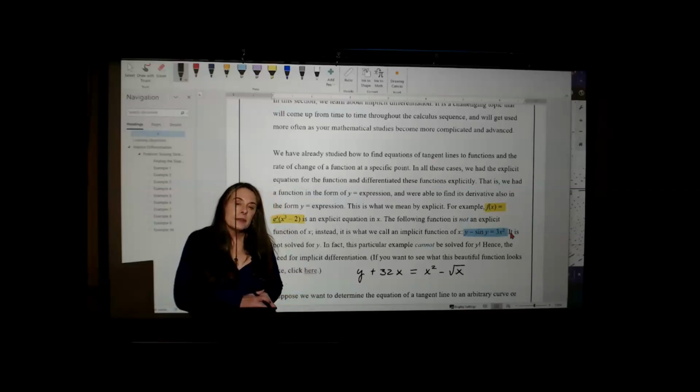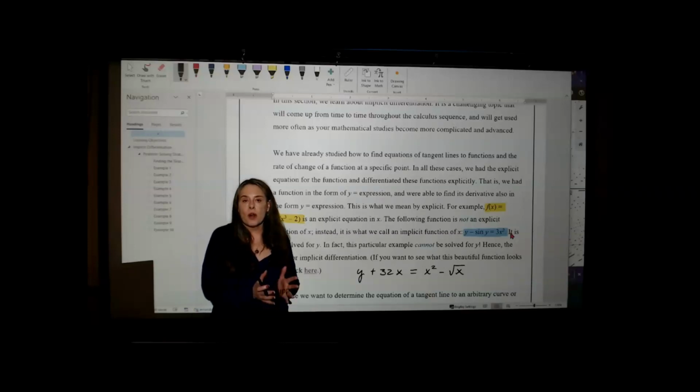This is a slightly more difficult topic than what we have discussed in the past. It will come up more than once this semester, but it will come up more often as your mathematical subjects get more complicated in calculus 2, 3, differential equations. It doesn't come up all the time, but it comes up often enough that we need to learn it.